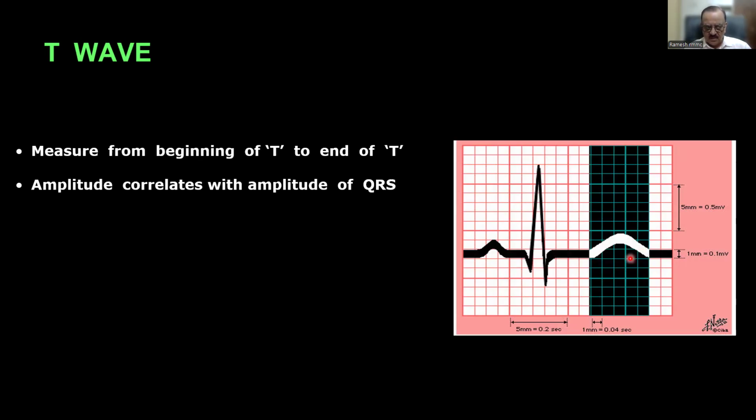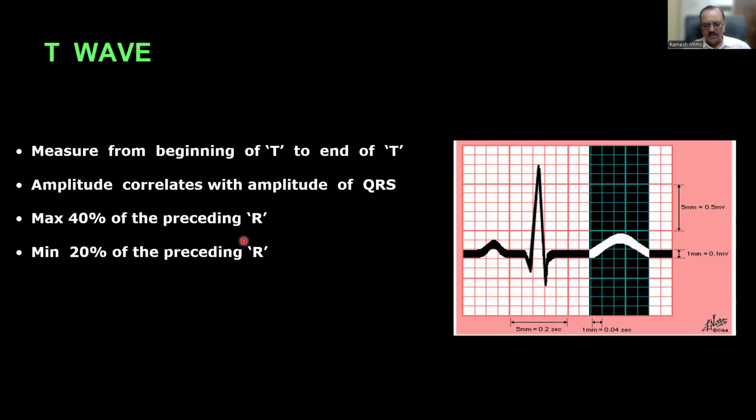That is one thing. Second, there should be a limit. It cannot shoot up too much. Normally the upper limit is 40% and the lower limit is 20%. So your T wave amplitude should be 20 to 40% of the QRS wave. For example, if the QRS amplitude is 10 millimeters, the normal T wave is expected to be 2 to 4 millimeters. That is 20 to 40% of the corresponding QRS wave.